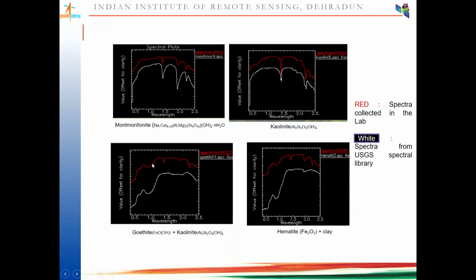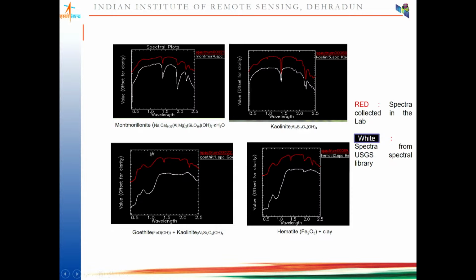straight. In our spectra, the red one is the spectra we have collected in the lab, and the white one is the spectra from the USGS library. These are for the pure minerals. Now there are certain differences between the pure spectra and ours. We have collected samples in the field. Now you see that it has additional absorptions at 1.4, 1.9 and a double dip at 2.2. It means the surface whose spectrum has been collected is a mixture of two. One is iron and the other one is kaolinite, because the double dip at 2.2 is the characteristic of kaolinite.